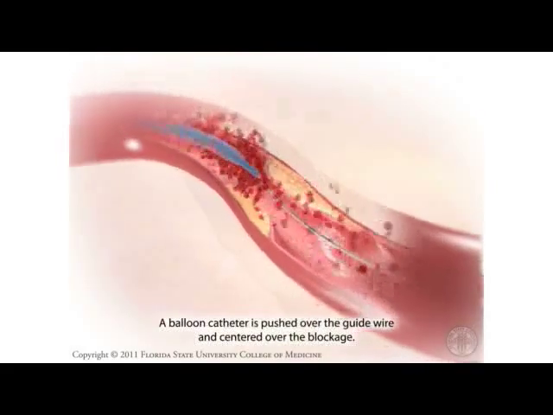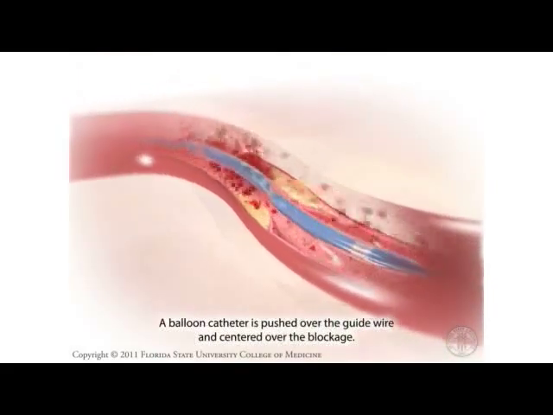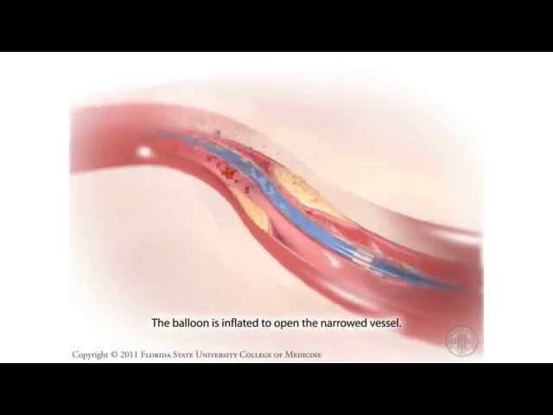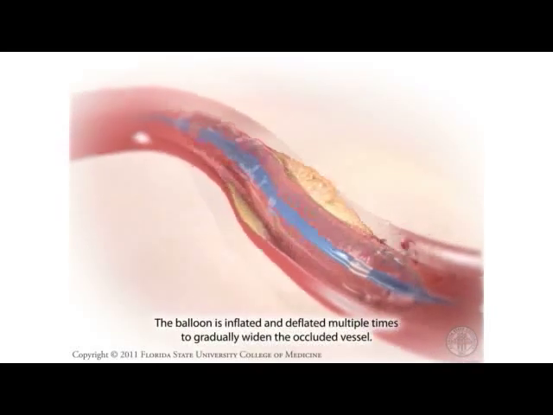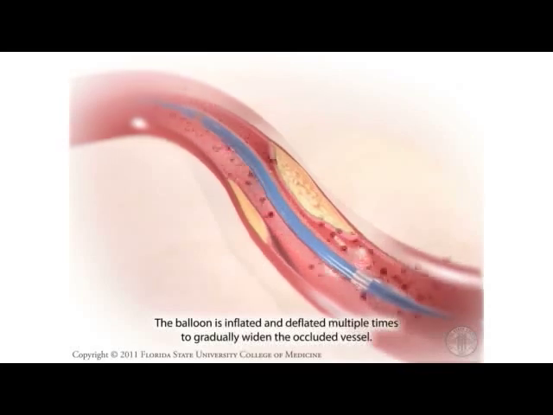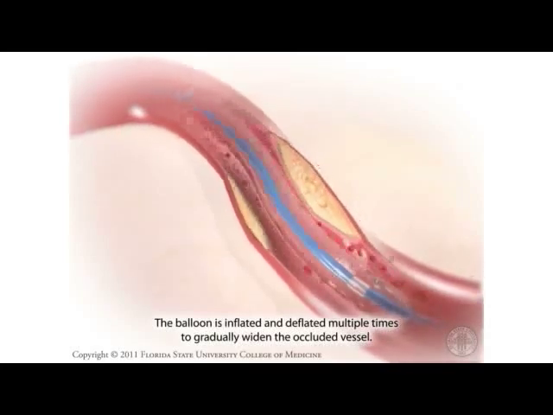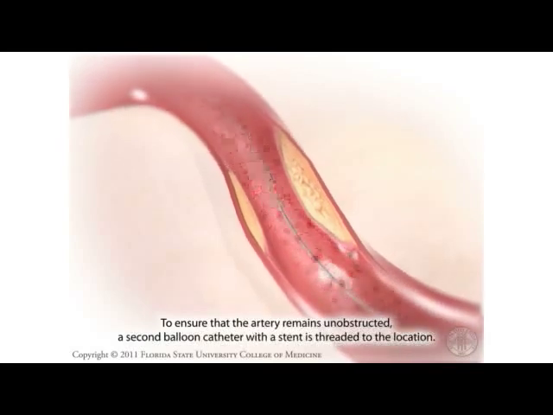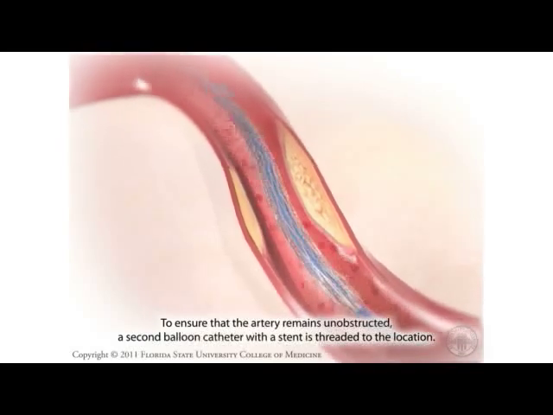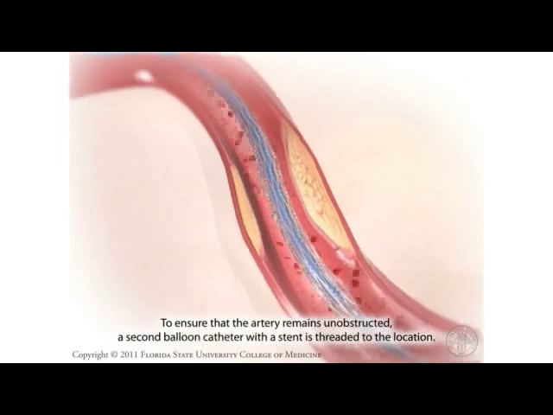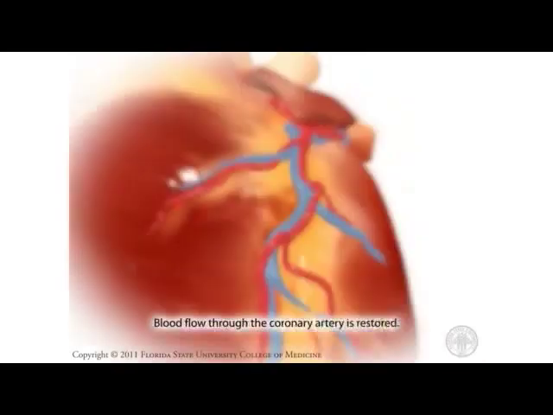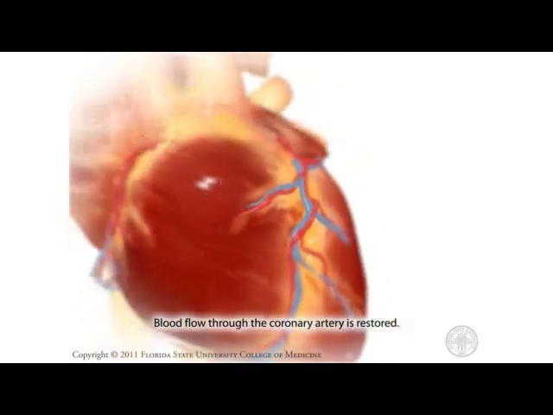A balloon catheter is pushed over the guide wire and centered over the blockage. The balloon is inflated to open the narrowed vessel. The balloon is inflated and deflated multiple times to gradually widen the occluded vessel. To ensure that the artery remains unobstructed, a second balloon catheter with a stent is threaded to the location. The balloon is inflated, expanding the stent. Flow through the coronary artery is restored.